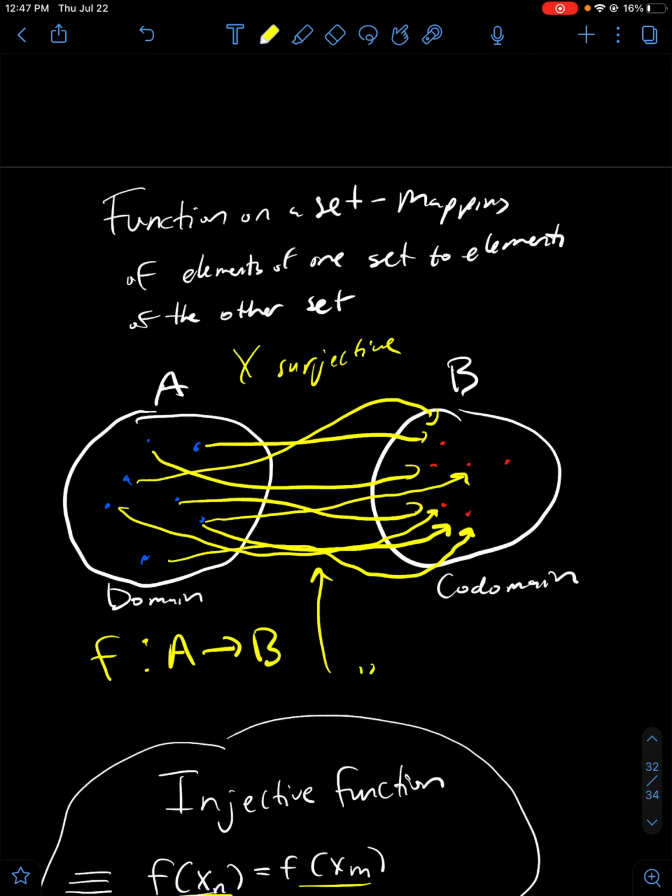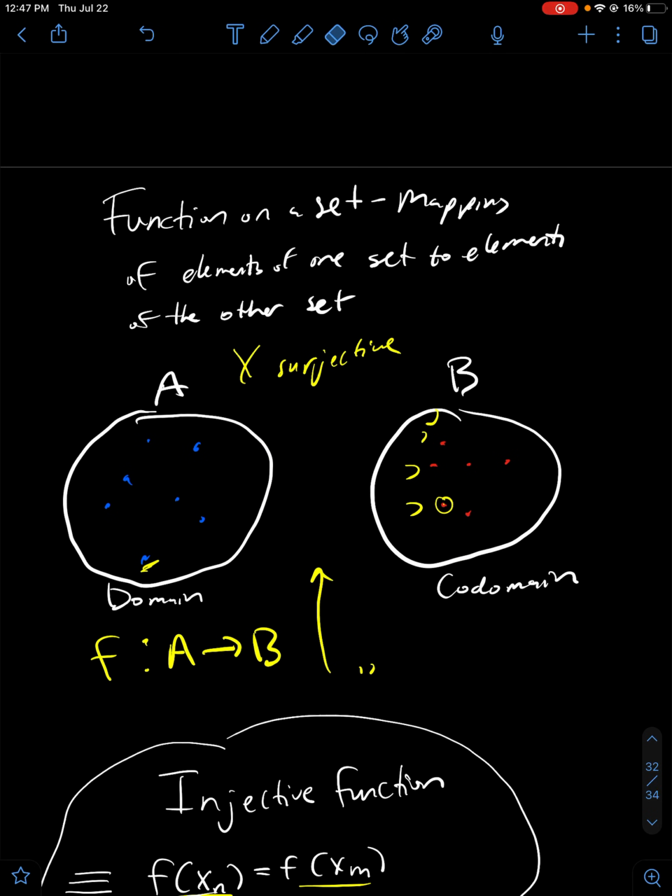Now note that this is not injective, right? Because I took some 2 points and assigned them to the same point. For example, this one point right over here, these 2 points were mapped to the same point, so it's no longer injective, but it is surjective.